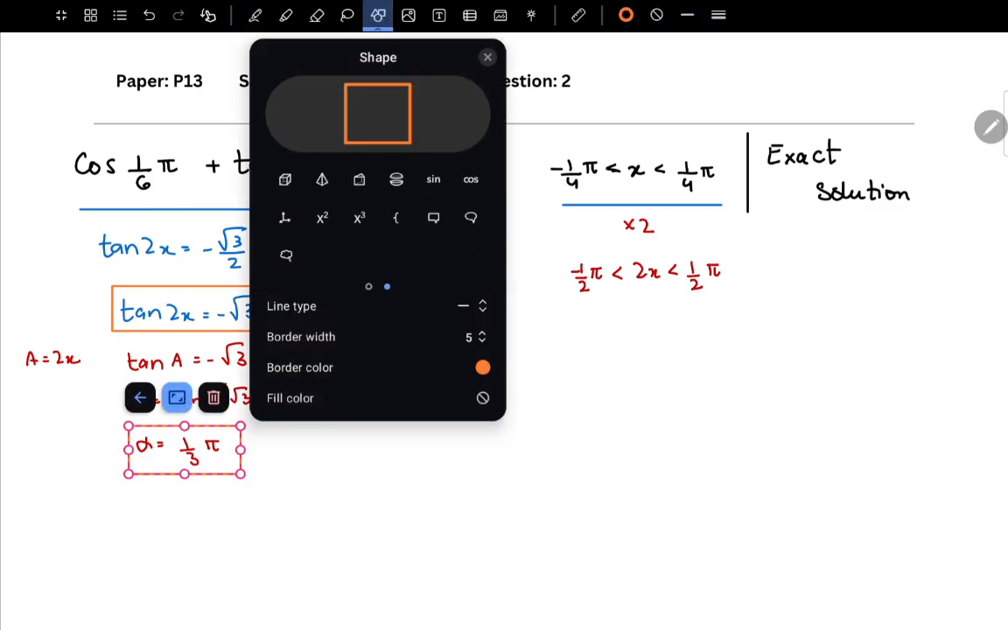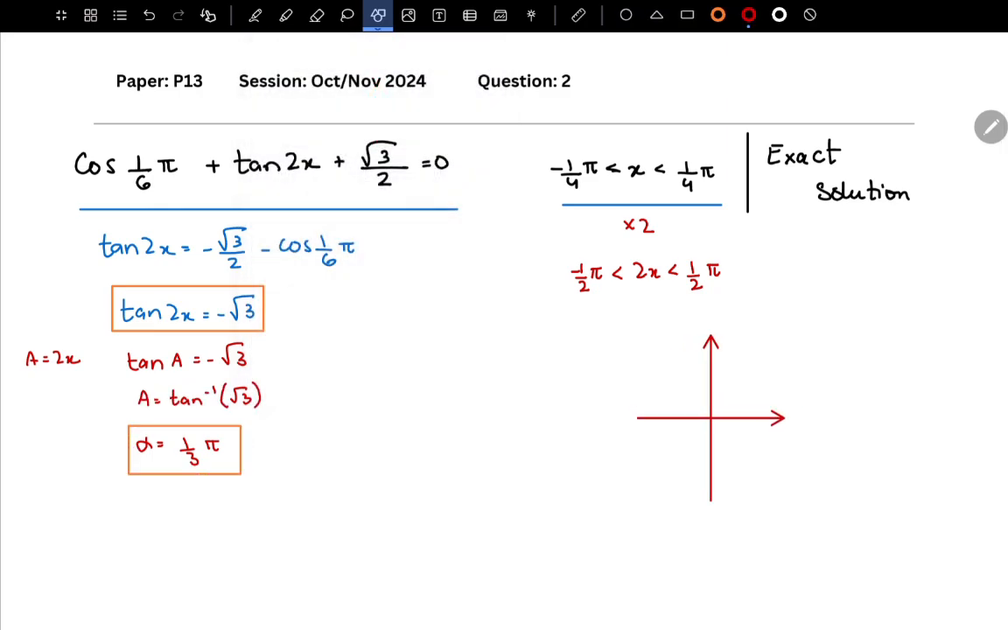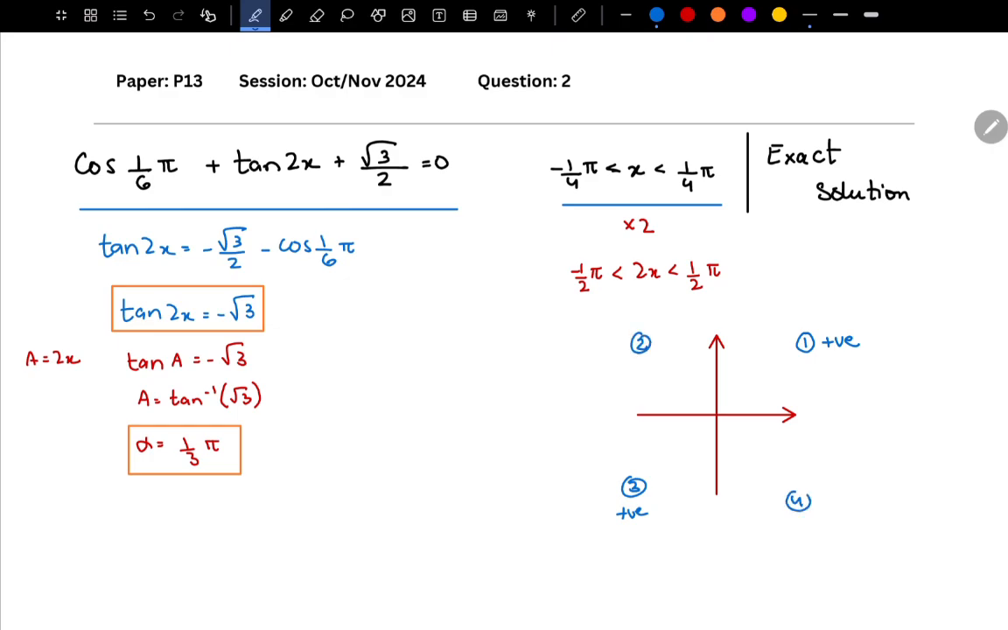Now if we draw a graph, let's try to find in which quadrant our graph will be made. We know that we have a negative value, so it cannot be in the quadrants where tan is positive, and we know that tangent is positive in the first quadrant and the third quadrant. It can either be in the second quadrant or it can be in the fourth quadrant.